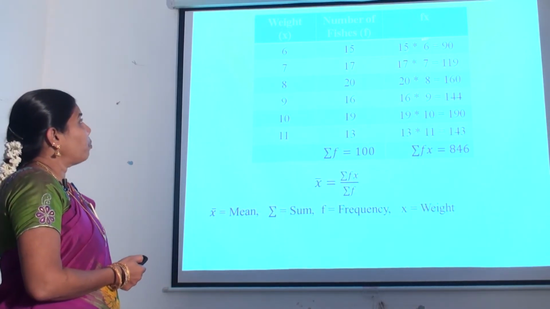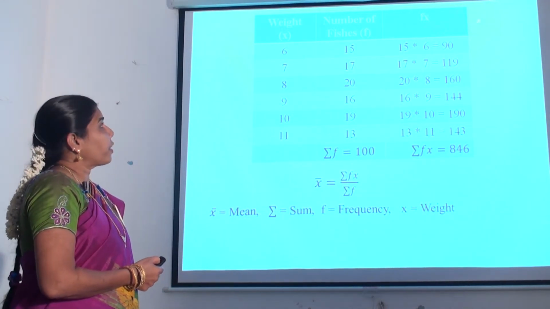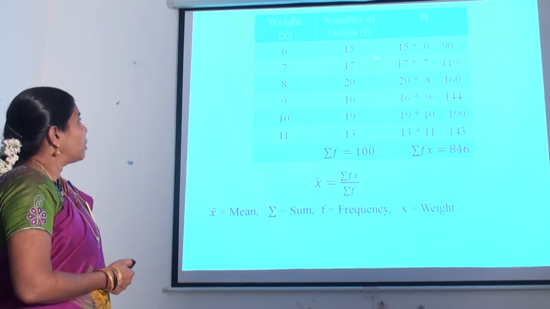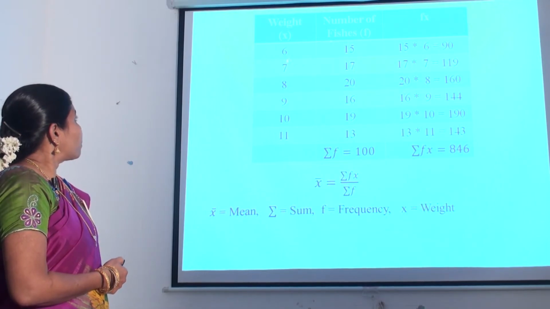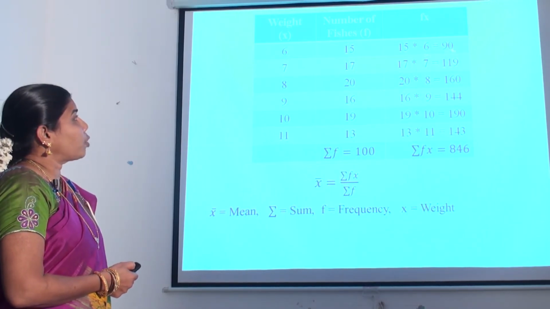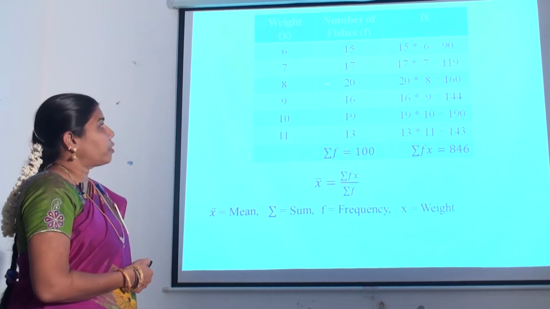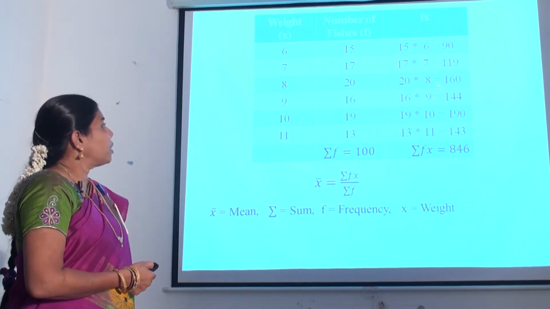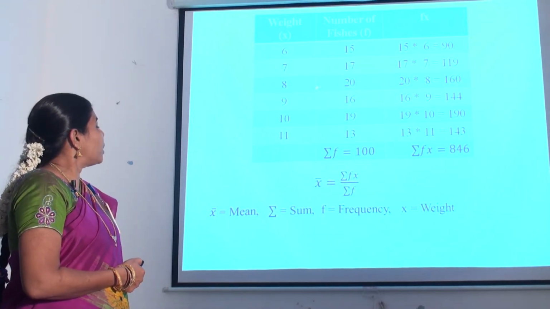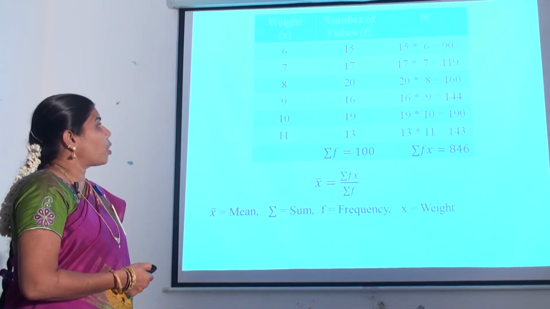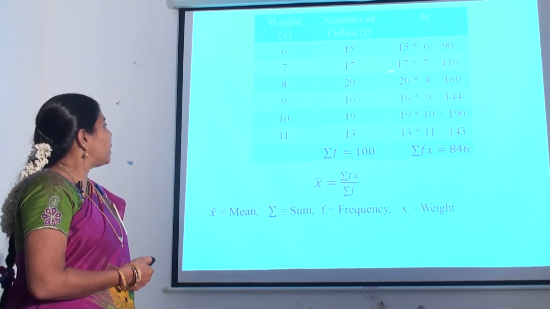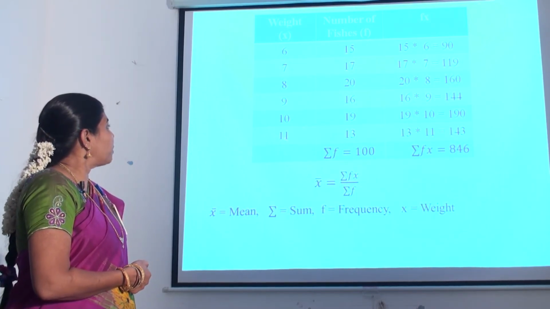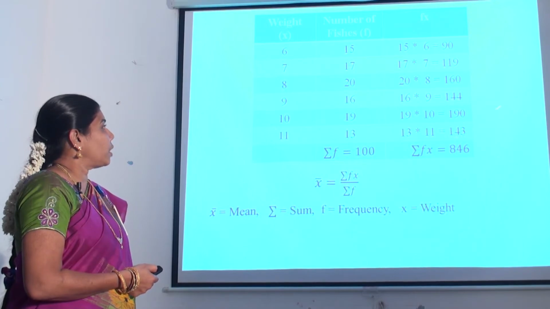In the third column, we have to find fx, where f is multiplied with x. That is 15 multiplied with 6 is equal to 90. 17 multiplied with 7 is equal to 119. 20 multiplied with 8 is equal to 160. 16 multiplied with 9 is equal to 144. 19 multiplied with 10 is equal to 190. 13 multiplied with 11 is equal to 143.